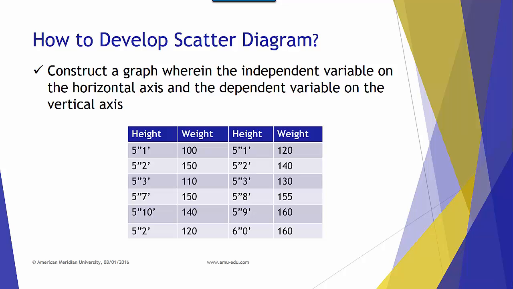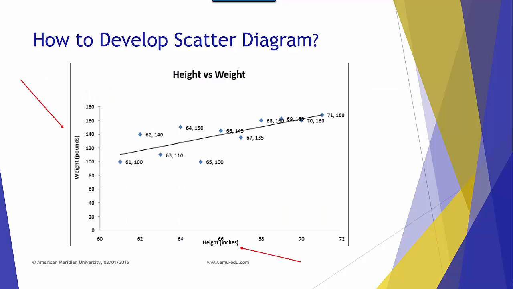With this data, we will construct a graph wherein the independent variable is on the horizontal axis and the dependent variable will be on the vertical axis. Now, create the x and y axis. In the case of this lesson, the x-axis is the height, the y-axis is the weight. Notice that the x and y axes are distinguished through specific measurements.